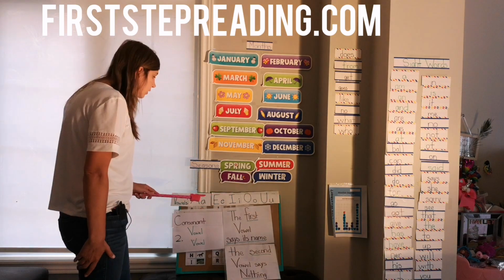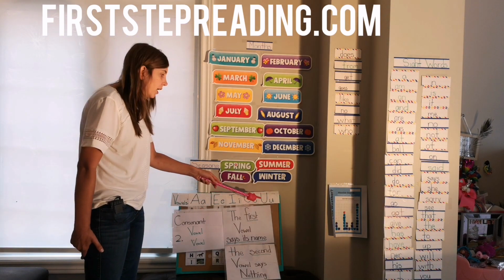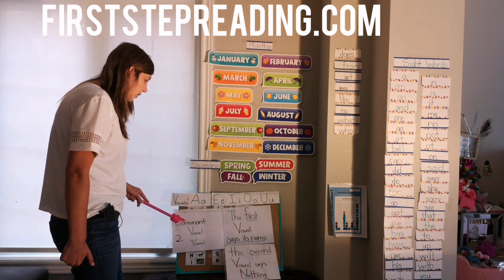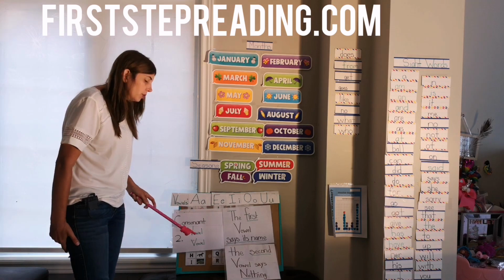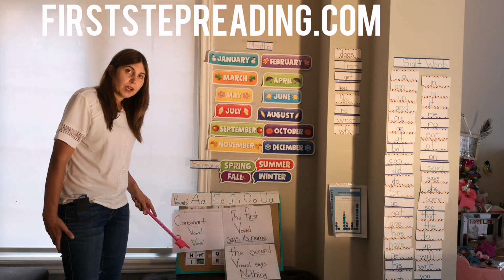So these 5 letters are called vowels. Every letter that's not these 5 letters is called a consonant. So if you see 2 vowels next to each other, you know it's a long vowel word.